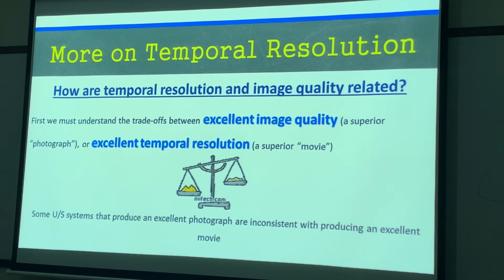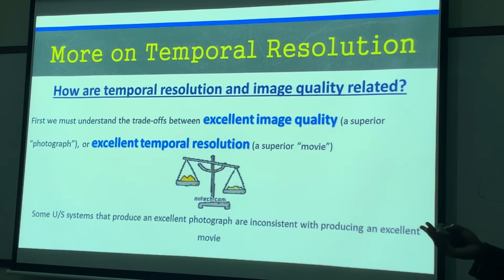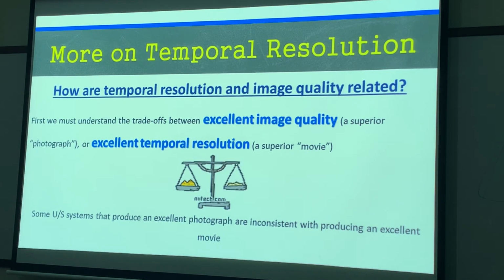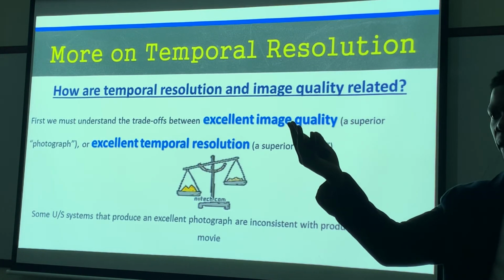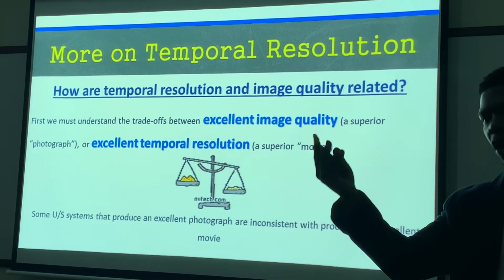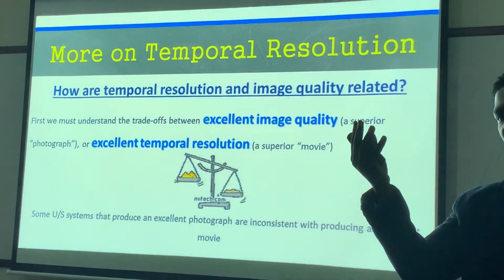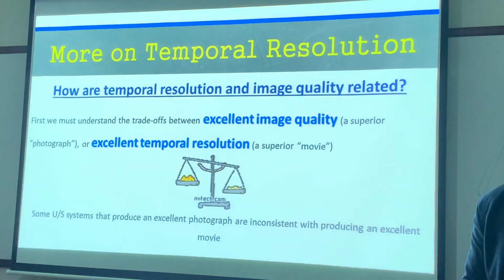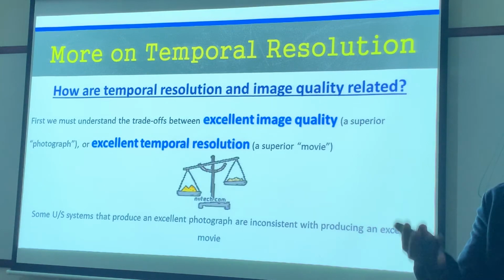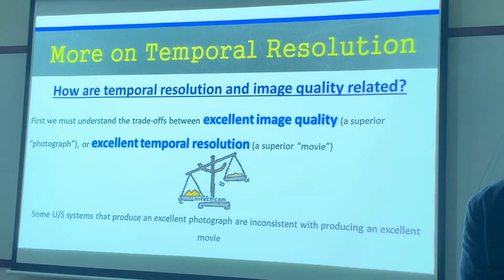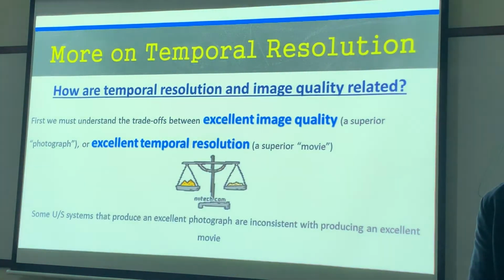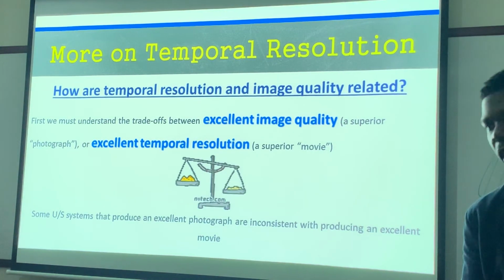How are temporal resolution and image quality related? We have to understand: do we want an excellent picture, or do we want an excellent movie? If I'm imaging the heart, for example, then I really want a great movie. I want to be able to see those valves moving at exactly the time they're moving. That's when speed is important, when I'm trying to look at a structure that's moving. If I was trying to time the movement of the diaphragm, that's when it would be important.